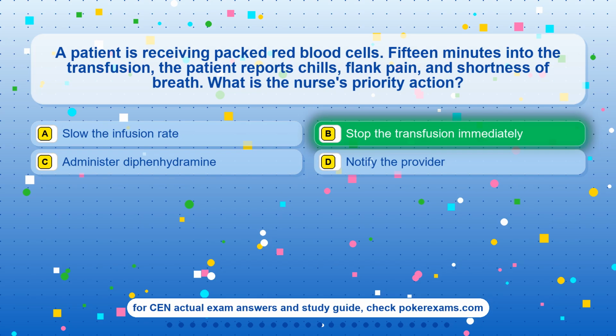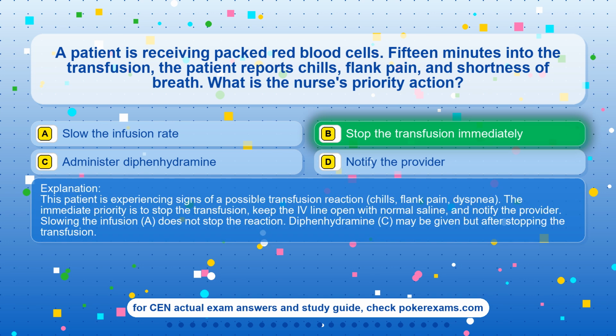The correct answer is option B, stop the transfusion immediately. This patient is experiencing signs of a possible transfusion reaction: chills, flank pain, dyspnea. The immediate priority is to stop the transfusion, keep the IV line open with normal saline, and notify the provider. Slowing the infusion, A, does not stop the reaction. Diphenhydramine, C, may be given but after stopping the transfusion.